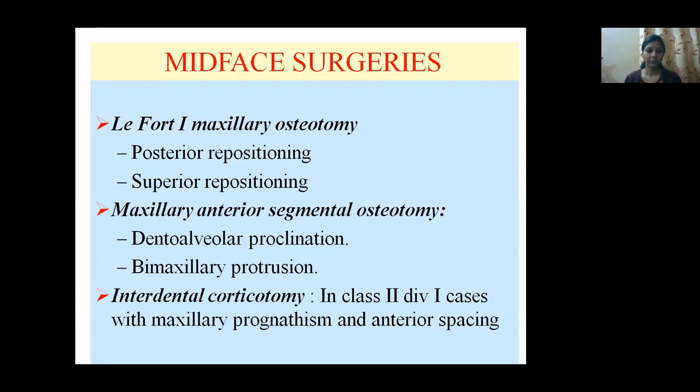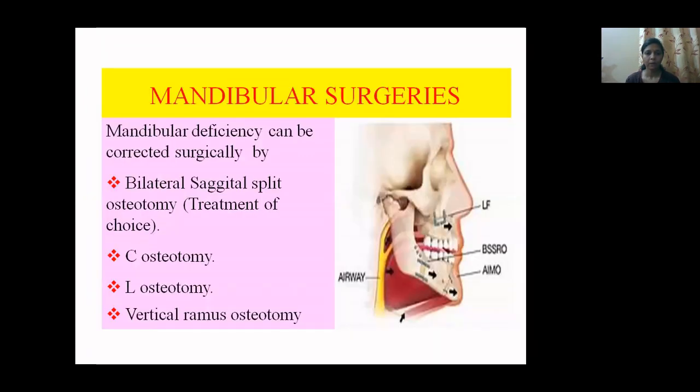Mid-face surgeries, a few names: Le Fort 1 maxillary osteotomy, where maxillary posterior repositioning and superior repositioning can be done. Maxillary anterior segmental osteotomy for dentoalveolar proclination and bimaxillary protrusion. Interdental corticotomy in class 2 division 1 cases with maxillary prognathism and anterior spacing. Mandibular surgeries: mandibular deficiency in cases of class 2 can be corrected by bilateral sagittal split osteotomy, C osteotomy, L osteotomy, and the vertical ramus osteotomy.